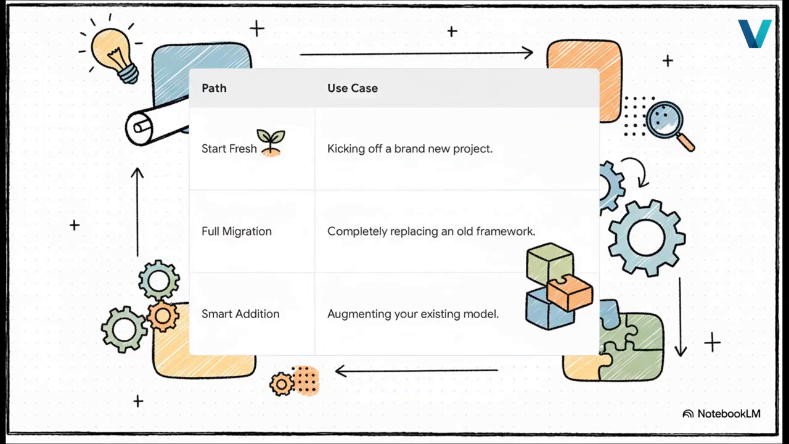Okay, here are our three paths at a glance. To make this super easy, let's use a little analogy. Think of it like a construction project, right? Start fresh is like laying a brand new foundation on an empty lot. Full migration, that's a complete teardown and renovation. And smart addition, well, that's like building a new extension onto your house. Let's break down each one.